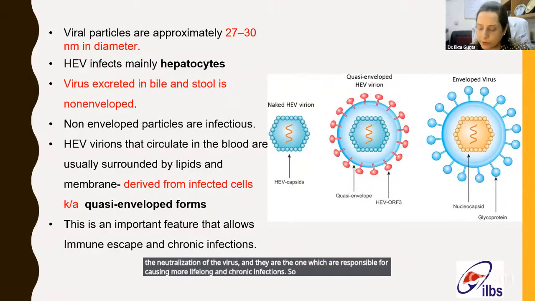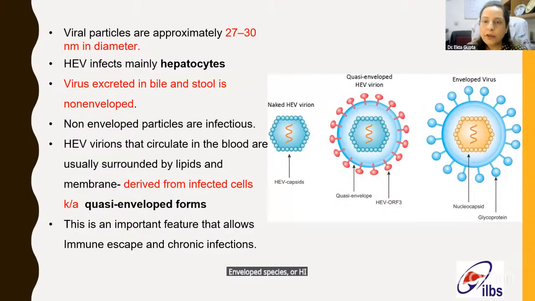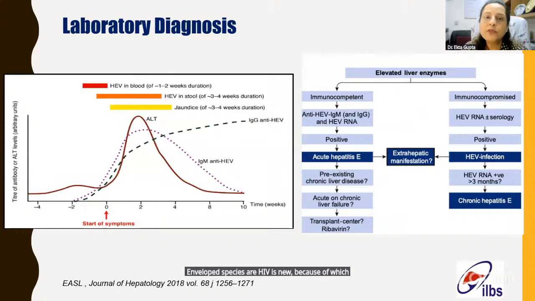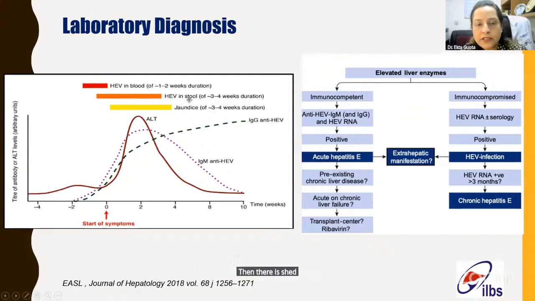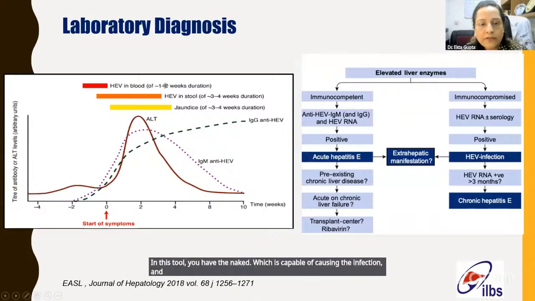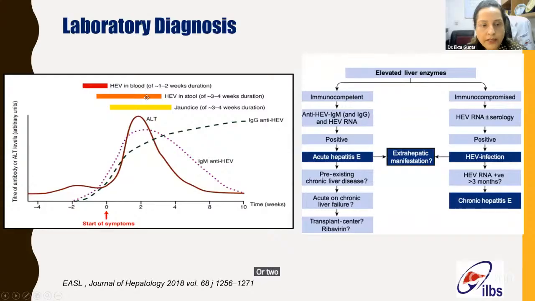So this concept of the quasi-enveloped species of HEV is new, because of which its persistence is very, very long. Normally, the HEV infection matches peaks. So the virus comes into the blood. Viremia is first, but it is very short-lived. Then there is shedding of virus in the stool. So in the blood, quasi-enveloped forms are there. In the stool, you have the naked virus, which is capable of causing the infection. And they persist 1 or 2 weeks longer than in the blood.